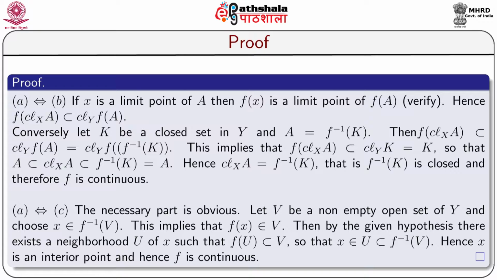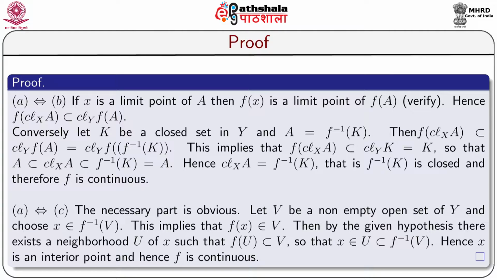Hence, f of closure of A with respect to X is contained in closure of f(A) with respect to Y. Conversely, let K be a closed set in Y and A equal to f inverse K. Then f of closure of A with respect to X is contained in closure of f(A) with respect to Y, which is equal to closure of f inverse K with respect to Y. This implies that f of closure of A with respect to X is contained in closure of K with respect to Y, which is equal to K, as K is a closed set in Y.